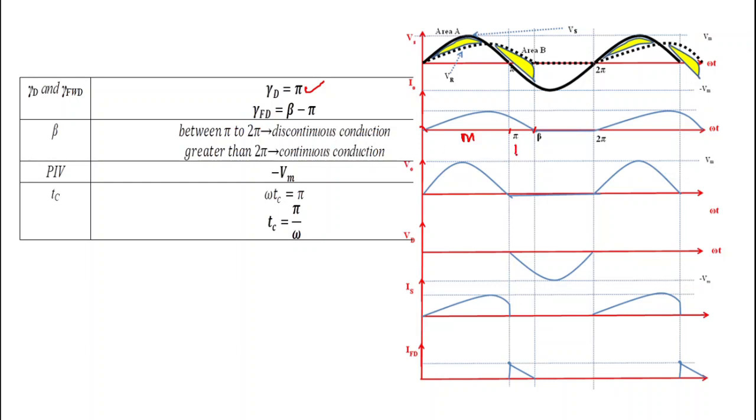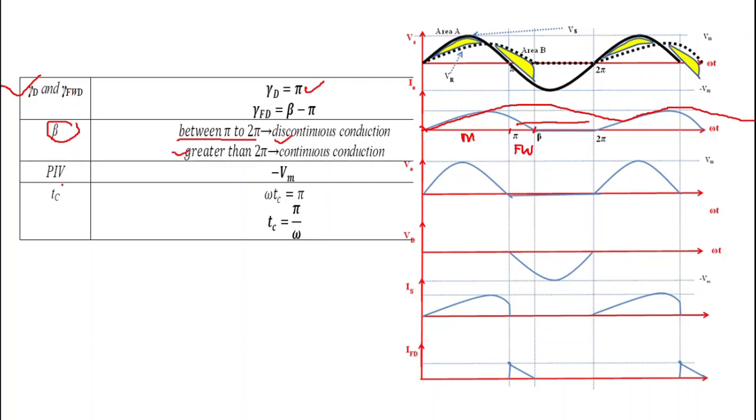So this is important. Now what is beta? Beta is the angle up to which we get current. So beta is between pi to 2 pi. It means beta lies in this region in discontinuous conduction mode. And when beta is greater than 2 pi, we get a current waveform like this, and that's why in case of continuous conduction this beta is greater than 2 pi.